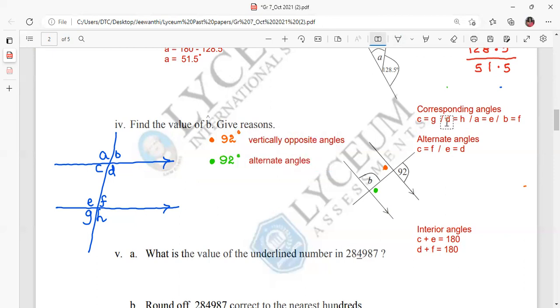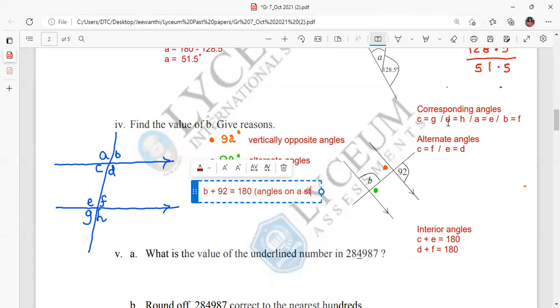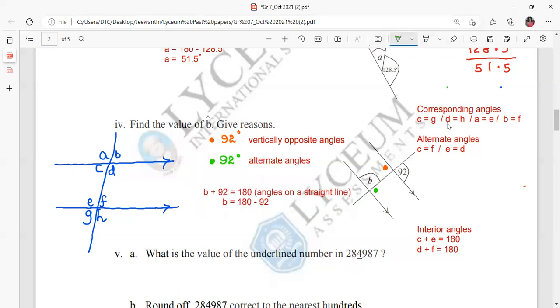Right. So then how do you find B? How do you find B? B plus 92 should be equal to 180. Reason, angles on a straight line. Okay, angles on a straight line. With that, you can find the value B is equal to 180 minus 92. So then you can do your working here.